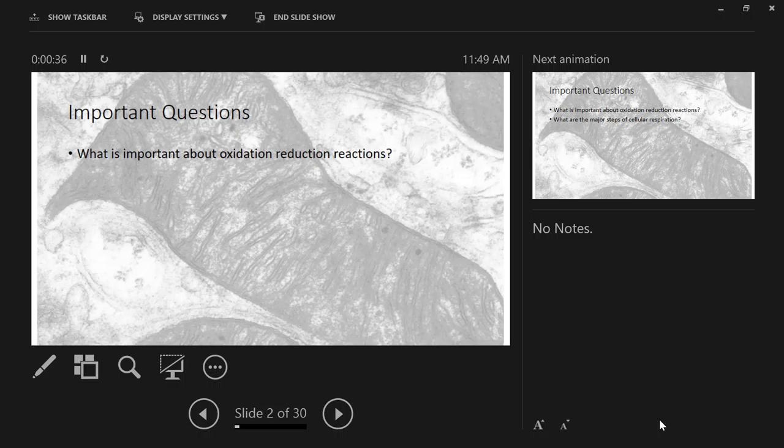All right, so the important questions. What is important about oxidation reduction reactions? Because this is a biology course, we're going to be biased, but that's okay because biology is the best objectively. You see that? No bias there. We're going to talk about the importance of oxidation reduction reactions as far as living organisms are concerned, and the major steps of cellular respiration, so that this can be your big picture. Once you know what you need, it's easier to remember where you get it.